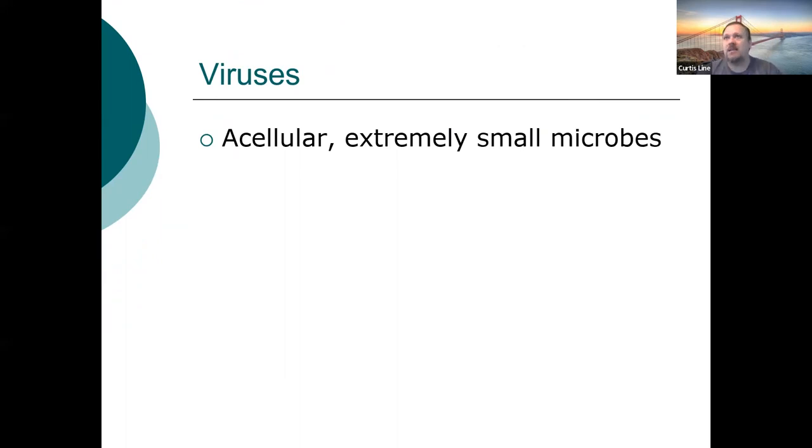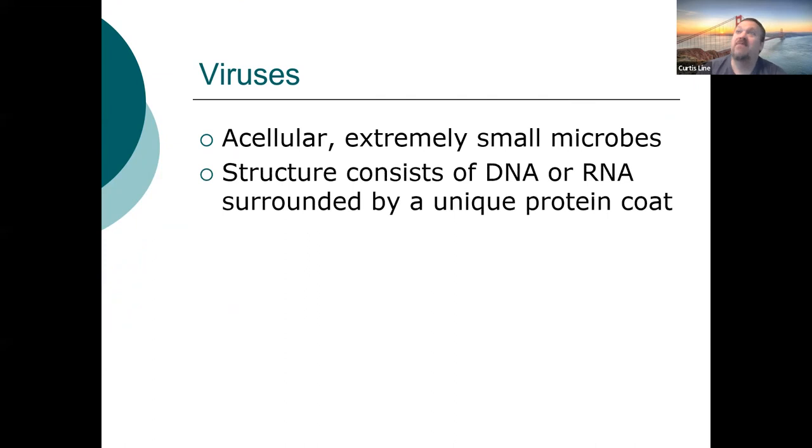Viruses are not made up of cells. Viruses are smaller than cells and they operate very differently. Some viruses have DNA, some viruses have RNA, some viruses have both. And then viruses are surrounded by a protein coat. So they don't have a cell membrane, they have a protein coat.